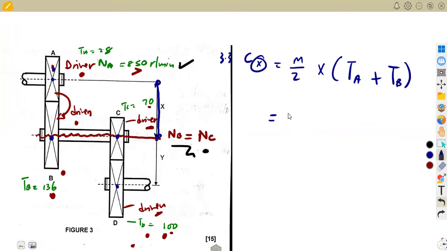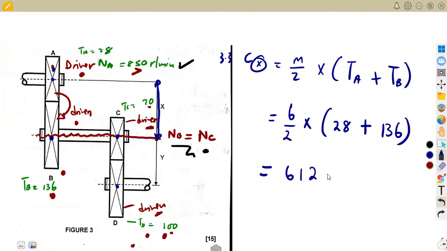Remember your module, guys, it was 6 millimeters. So 6 over 2 times the TA. Remember TA was 28 plus TB, it was 136. So this is going to give us the center distance for X, which is 612 millimeters. So that's what you simply needed. Just like that, you are done.